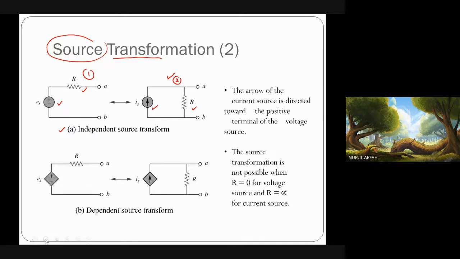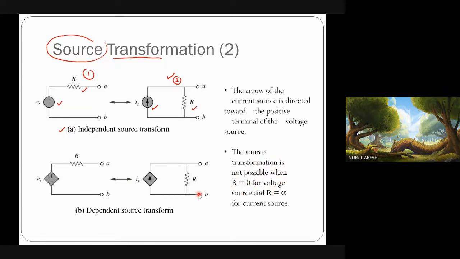Faham tak? Do you get me or not? This one you can transform to this, or this one you can transform to the number 2 here. Okay. For dependent source, same. You can also transform a voltage in series with resistor to current in parallel, or this to the first one. Okay. The source transformation is not possible when R equal to 0.